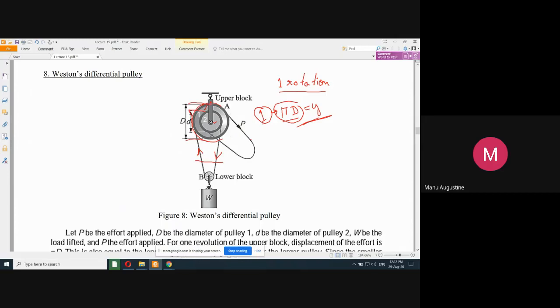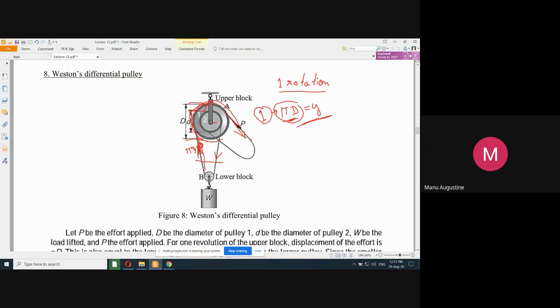Since in one complete rotation you are collecting a rope of pi D from this end, from where is it going to be supplied? You see, this rope is coming from here. So if in one complete rotation pi D amount of rope came from this end, that means pi D amount of rope must have gone upwards from this end. So you can say that pi D is the total amount of rope that was pulled upward from this arm.